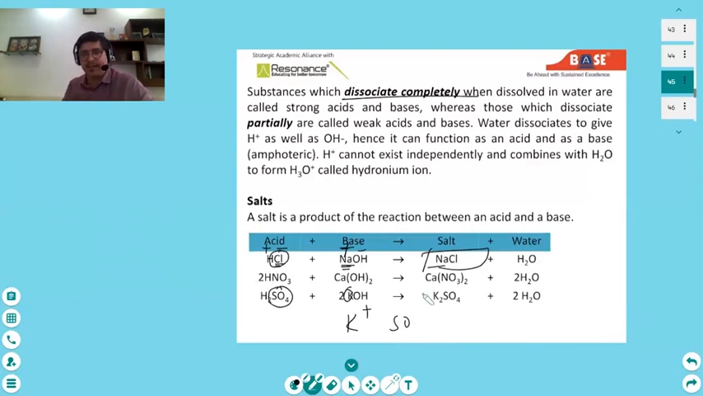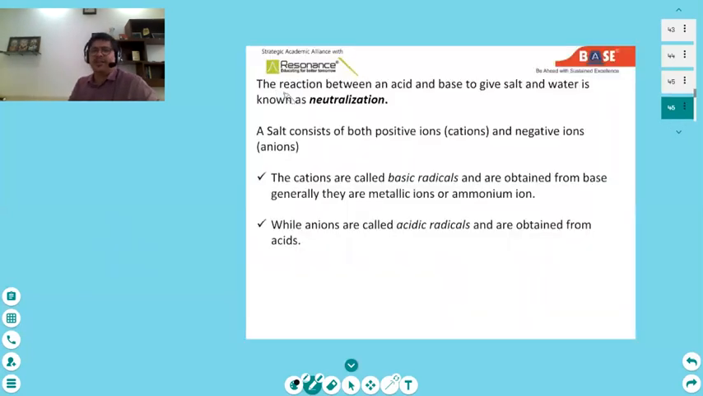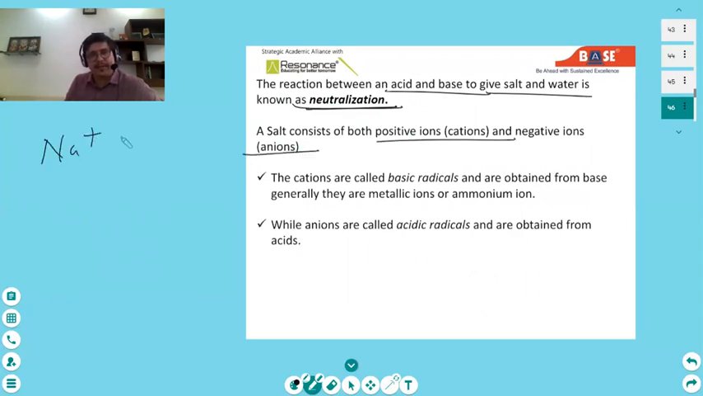So these are a few examples. Salts produced: NaCl, calcium nitrate, potassium sulfate. They are important salts, so we'll see that. So the reaction in which acid and base react to give salt and water is known as neutralization reaction. Our salt contains both acid part and basic part, Na plus and Cl minus. The positive part is known as cation, the negative part is anion.